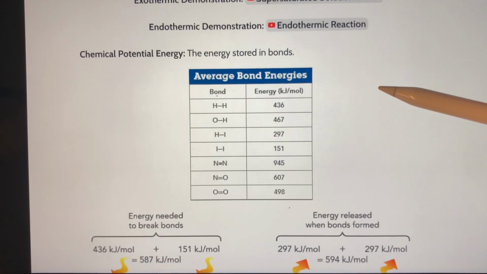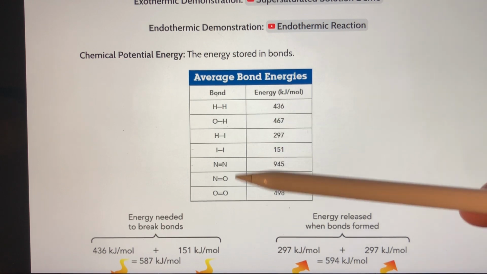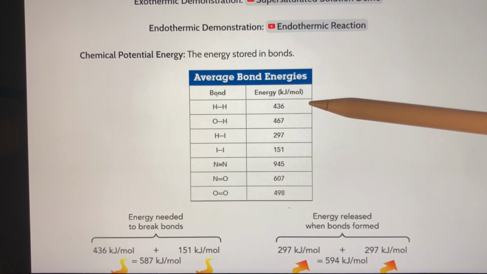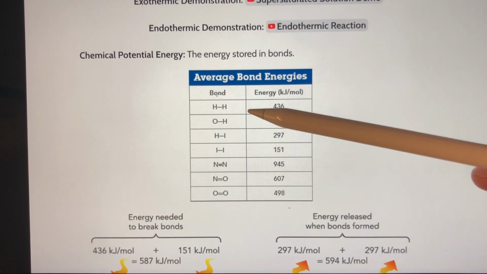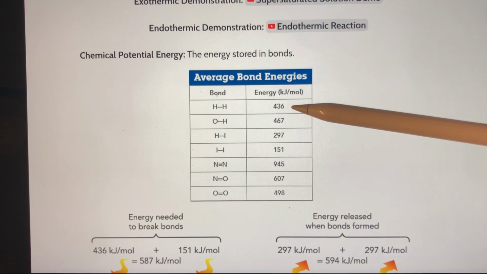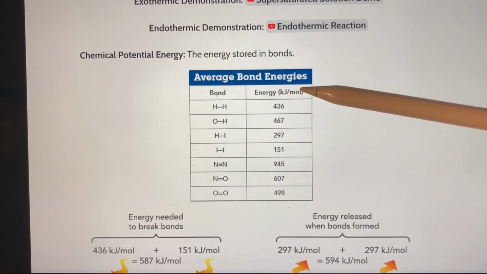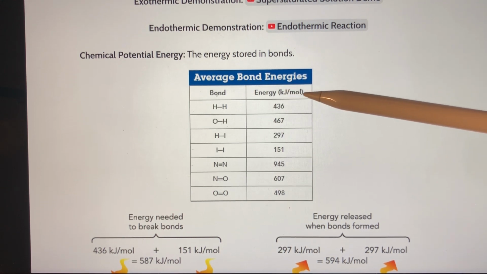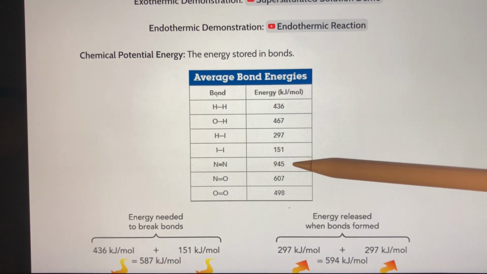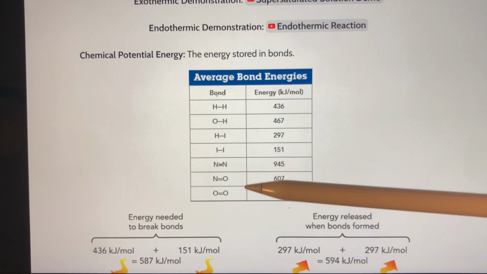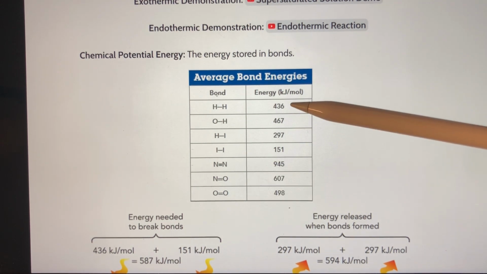Here's a list of different types of bonds and the energy that's required to break them, or the energy that's released when they're formed. A hydrogen bond has 436 kilojoules per mole. Joules is a unit of energy, and moles is a counting measure. If you look down, as the bonds become double and even triple bonds, you'll notice that it takes more energy to break triple and double bonds compared to single bonds.